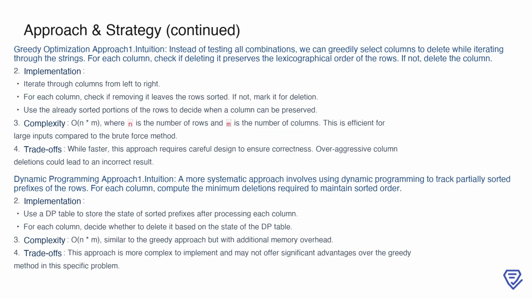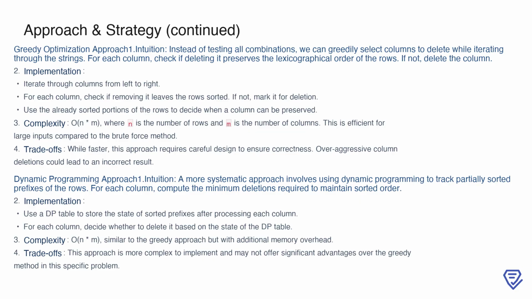To implement this, we iterate through the columns, validate the order of rows, and track which rows are already confirmed as sorted. The complexity is reduced to O(n * m), where n is the number of rows and m is the number of columns, making it significantly faster than brute force. However, this approach requires careful handling to ensure that columns are not unnecessarily deleted, as over-aggressive deletions could lead to incorrect results. Alternatively, there's the dynamic programming approach, which offers a more systematic way to solve the problem.